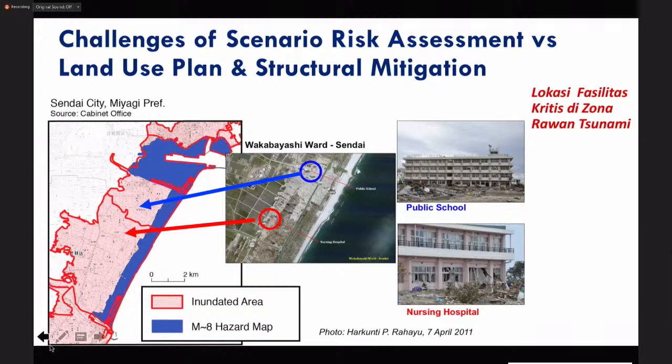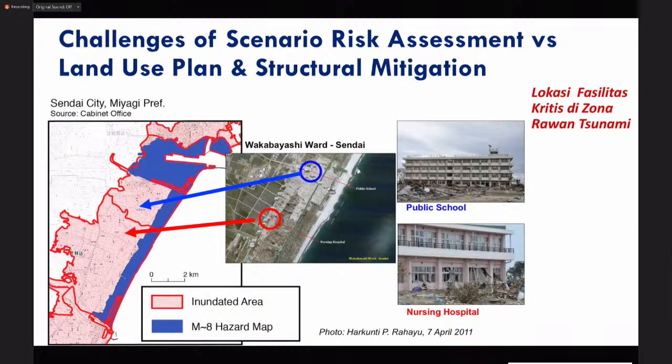So we are talking here about the challenge of risk assessment. We need to have a better scenario. You're not talking about just making an assessment, but we need to have a better scenario. What magnitude, or the maximum magnitude, are we using for the design, because it will give us a very critical implication. For example, here in Japan, they put all this critical facility, for example public schools and nursing hospitals, already in the safe area, but they are using magnitude 8.